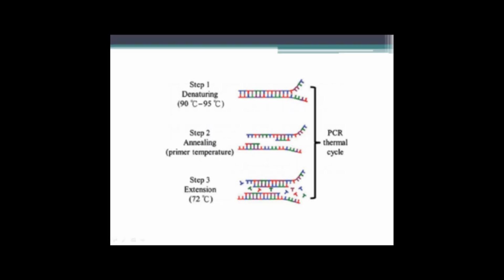These three steps are repeated 20 to 40 times in order to obtain a number of sequences of DNA of interest in a very short time period. Here in this slide, it is shown the overall picture of the PCR. All three steps are displayed: denaturation, annealing and extension. Step number 1 shows denaturation, where the two strands are getting separated at very high temperature. The second step shows annealing, where the primer is getting added, and the third step is extension, where the temperature is raised to 72 degrees centigrade.